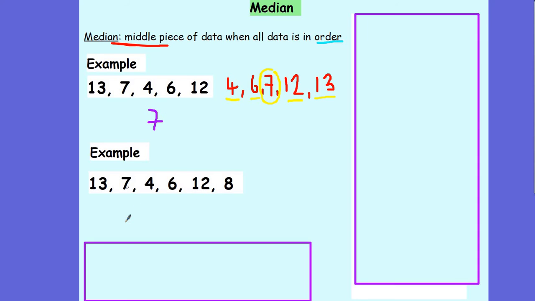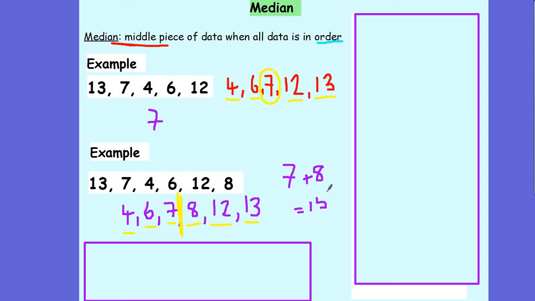The next one's a little bit trickier because I've got 6 numbers instead of 5, but we start in the same way. We're going to do them in order. 4, 6, 7, 8, 12, and 13. We're going to count inwards. Let's start at the ends. 13 and 4, 6 and 12, 7 and 8. So we know our middle number must lie somewhere between 7 and 8. To find that midpoint, we said we needed to add together those 2 numbers, 7 plus 8, which gives me 15, and then divide that by 2, which will give me 7.5.